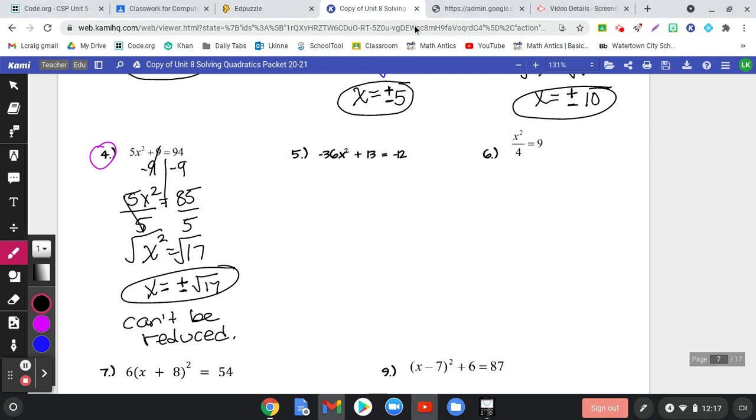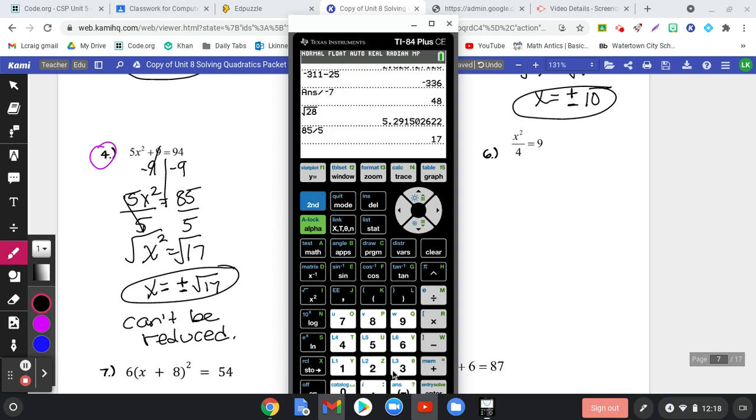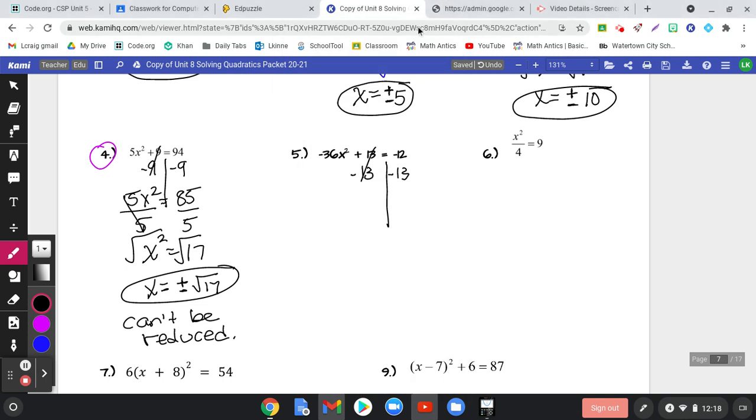Okay, next one, let's give it a try. We're going to subtract 13 from both sides. Watch those negatives. Negative 12, oops, we'll go second quit. Negative 12 minus 13, negative 25. All right. Oh, yep, negative 25. So we have negative 36x squared equals negative 25. So far, so good. Divide by negative 36.